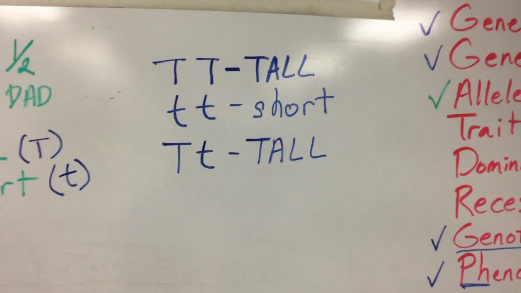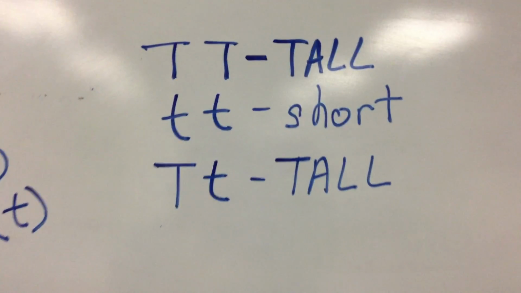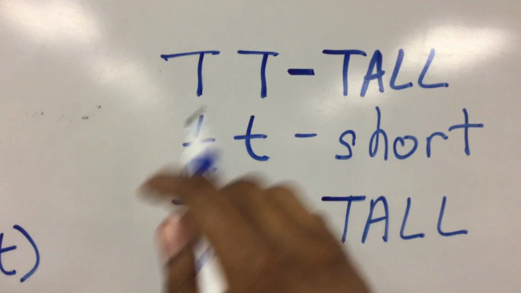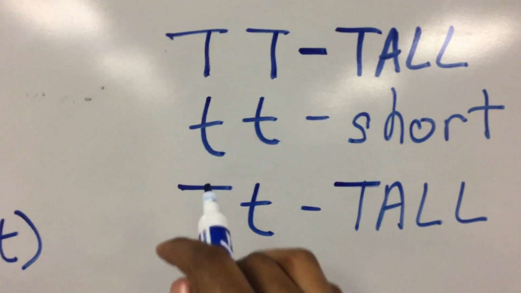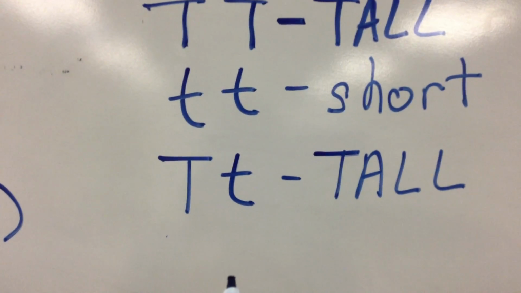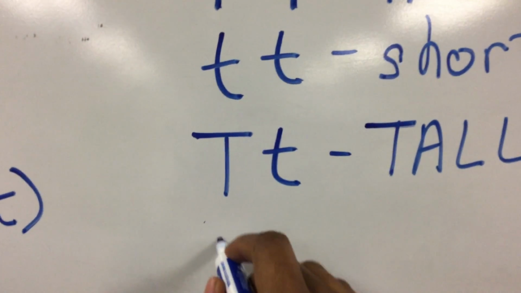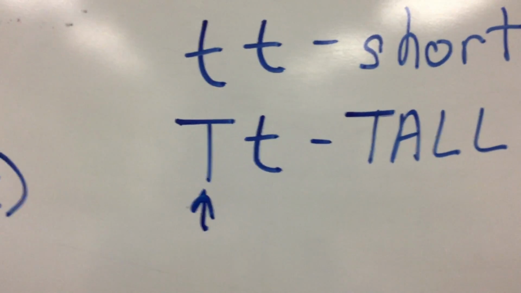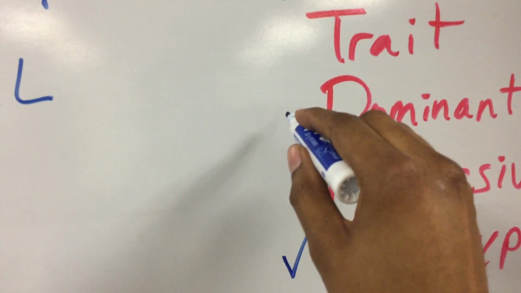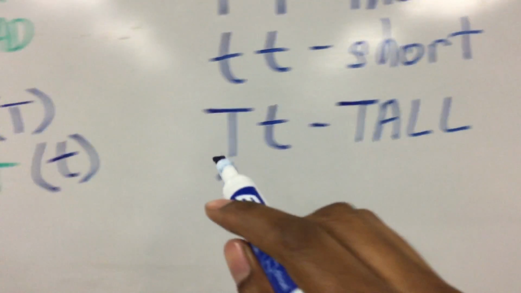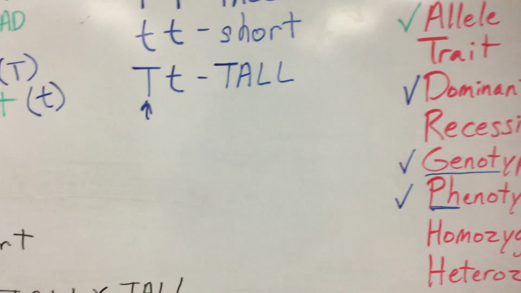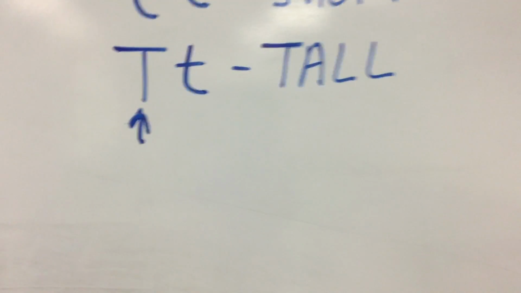And so which allele do you think is more dominant over the other? Which one of these alleles is more powerful than the other? The big T or the little t? Which one is more powerful, is overpowering? And hopefully you said the big T. And so what we use to refer to that big T is the word dominant. So we would say the tall allele is dominant. The tall allele is dominant because it overpowers the other one.